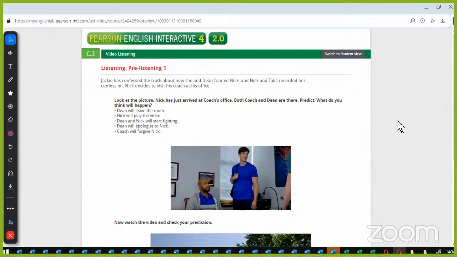Dean will leave the room. Nick will play the video. Dean and Nick will start fighting. Dean will apologize to Nick, and Coach will forgive Nick. Well, I think Dean and Nick will start fighting. Okay.